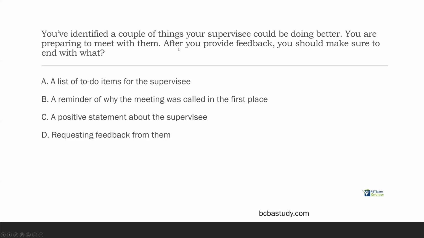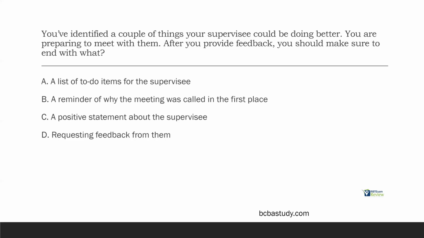You've identified a couple of things your supervisee could be doing better. You're preparing to meet with them. After you provide feedback, you should make sure to end with what? So if you're going to provide feedback, how do we end that meeting? It's a very common business trick now. It's very common knowledge, but it's what is recommended as well. Provide behavior analytic supervision, right? So you're providing feedback. You have to end the meeting with what?